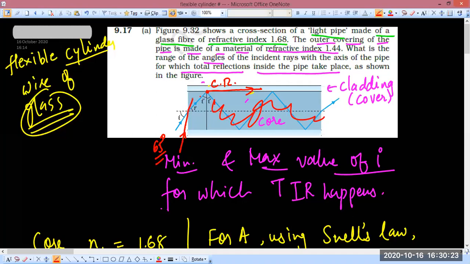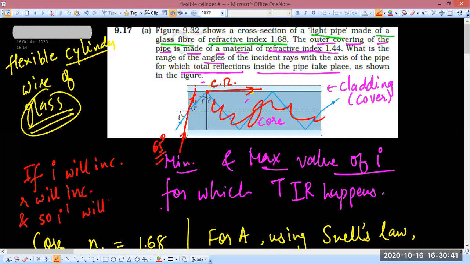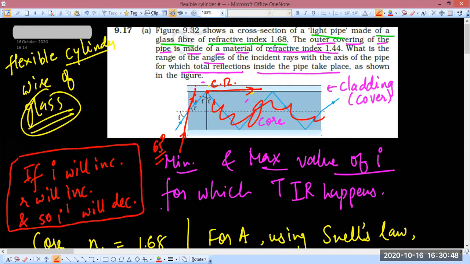Here it will bend, of course, but then do you see that if I'm writing something here, say yes or no if you understand. If I increases, R will increase, and so I dash will decrease. Do you understand what I've written here? I hope you can see that in the diagram also, that if you make it like this, then this angle I dash is now smaller, and the more it goes like this, the larger I dash becomes, right?